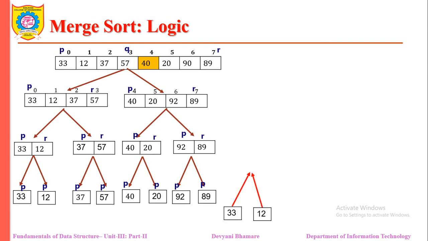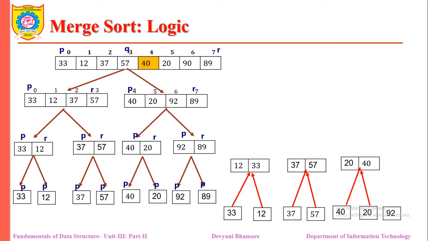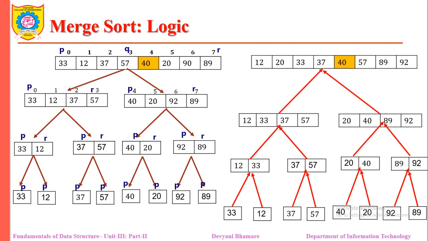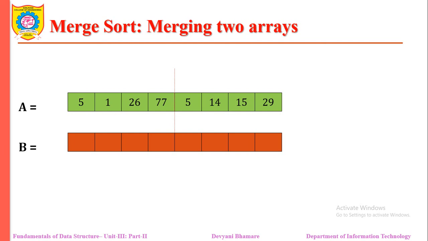Take 33 and 12, and we get a sorted merged array which consists of two elements. Similarly, 37, 57 are merged to give the next subarray. So accordingly we are starting with merging. In the next merging we consider these 4 elements, so we get an array with these 4 elements, and at the end we see that all 8 elements are in sorted place. So this is the logic of merge sort.